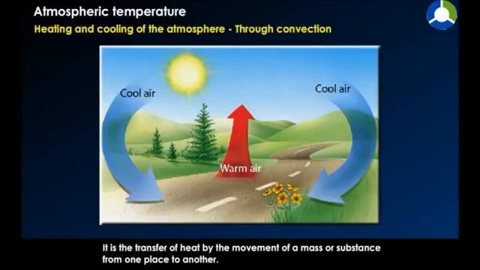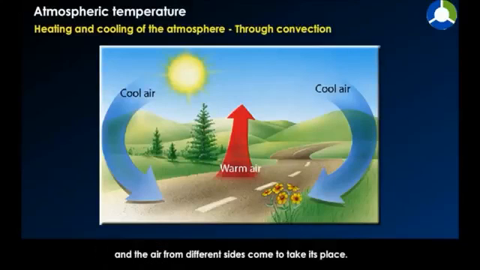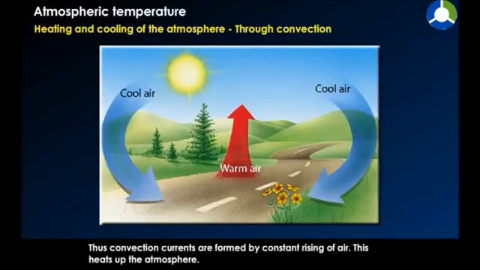Through convection. It is the transfer of heat by the movement of a mass or substance from one place to another. When the air in the lower layer of the atmosphere gets heated, it expands and moves upwards, and air from different sides comes to take its place. Thus, convection currents are formed by constant rising of air. This heats up the atmosphere.